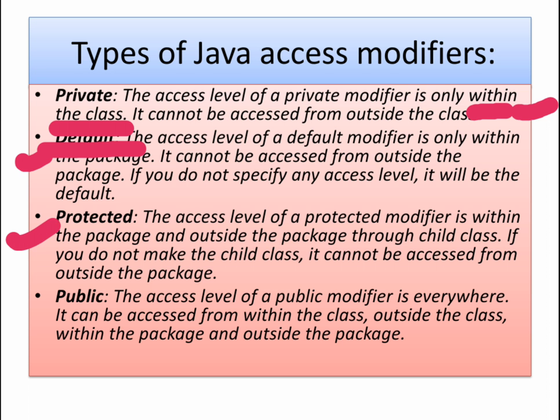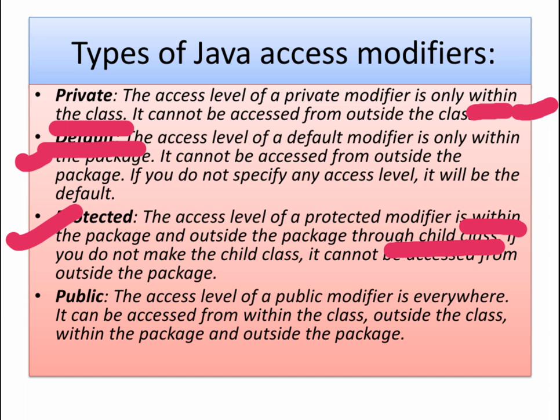Next, protected. You will learn protected in the inheritance chapter actually, but for the definition you can learn it now. The protected modifier is accessible within the package and outside the package through the child class. You will learn about child classes in inheritance, because there is a super class and subclass concept. There we will discuss the child class and the accessibility of the protected access modifier.